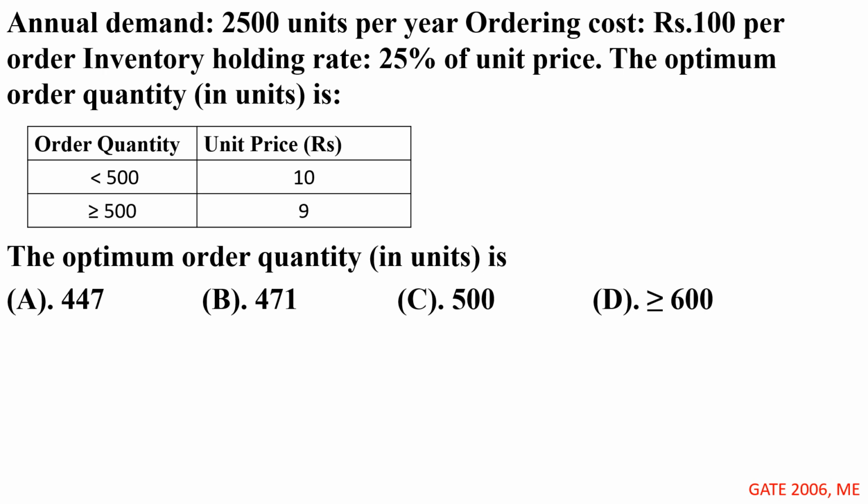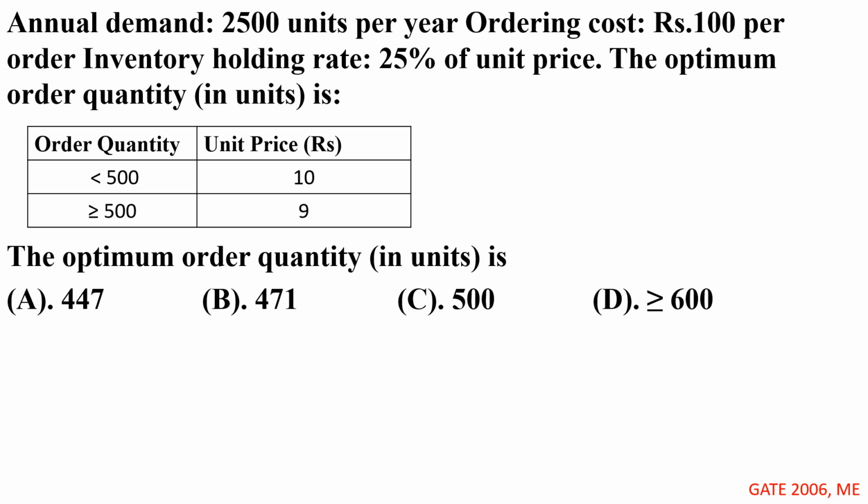Hello everyone. In this lecture, I will discuss the GATE previous problem on the one price break model. Let's see the problem. Annual demand is 2500 units per year. Ordering cost is 100 rupees per order. Inventory holding rate is 25% of unit price.